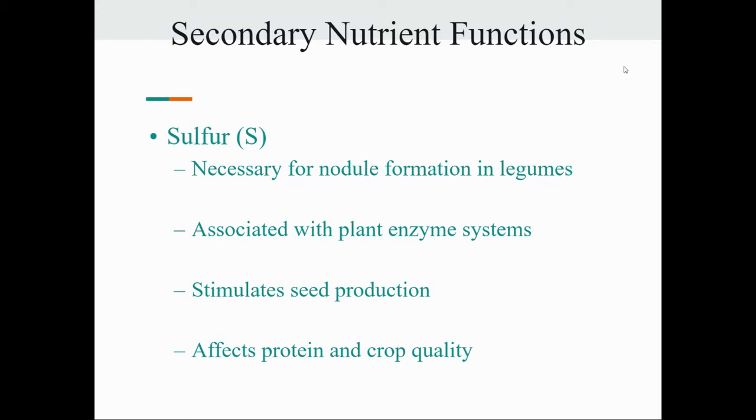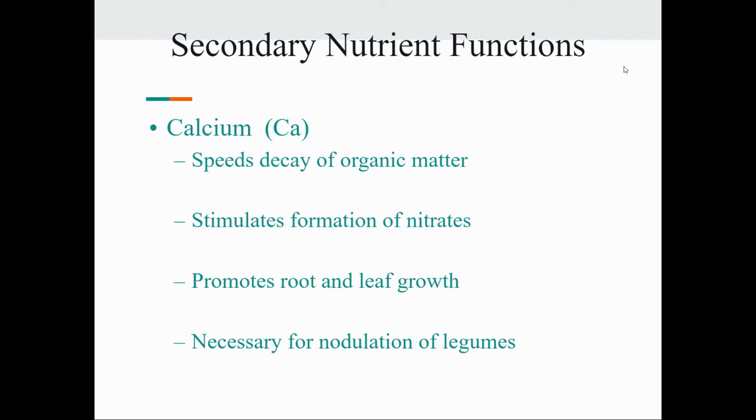Some secondary nutrient functions. Sulfur is necessary for nodule forming in legumes. It's associated with plant enzyme systems, stimulates seeds production. It affects protein and crop quality. Calcium speeds the decay of organic matter, stimulates formations of nitrates, promotes root and leaf growth, and is necessary for nodulation of legumes.